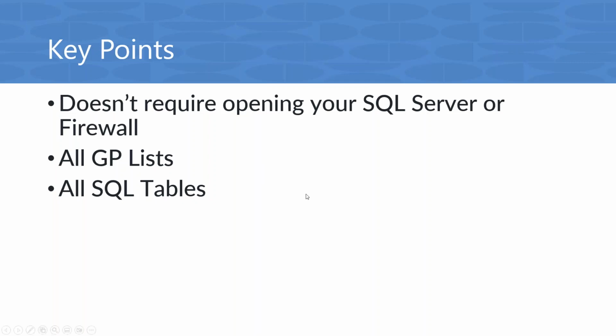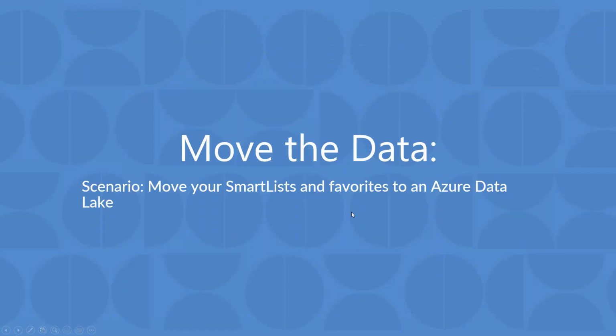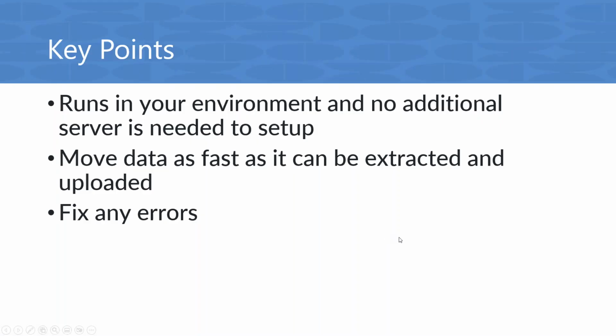Okay, so that's kind of connecting to the data, but let's talk about actual moving of the data. So moving those smart lists and favorites to the data lake. Again, maybe just to reiterate, this does run in the customer environment and there's no additional server needed. You don't need to set up a web server for a gateway or anything like this. This is really a tool that you'll see in a second that runs on a machine. It doesn't even have to be run on a server machine. It could run on a regular workstation on their network. So it doesn't require server power.